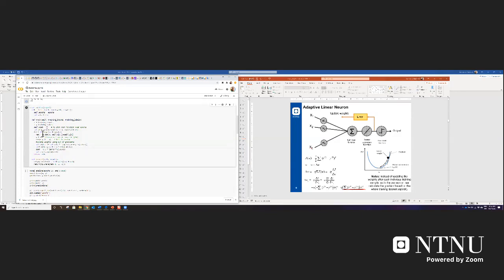Here, do you see, in each epoch we calculate net for all inputs, we calculate y for all inputs, and we calculate the error, so this will be a vector. After that I update the weights only one time in each epoch. So in fact, we call it batch gradient descent, because we update only one time in each epoch.